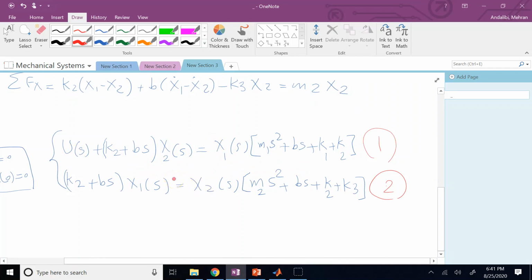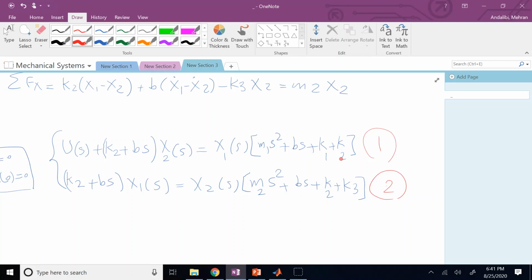x2 over u. In other words, if I plug in 2 into 1 and eliminate x1, then 1 will be one equation between x2 and u from which I can find x2 over u. If when I plug in 2 into 1, I get rid of x2, then 1 is going to be one equation between x1 and u from which I can find x1 over u.